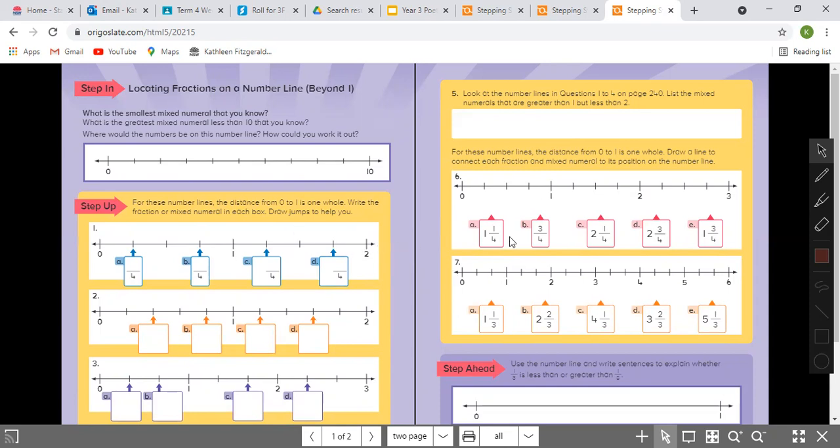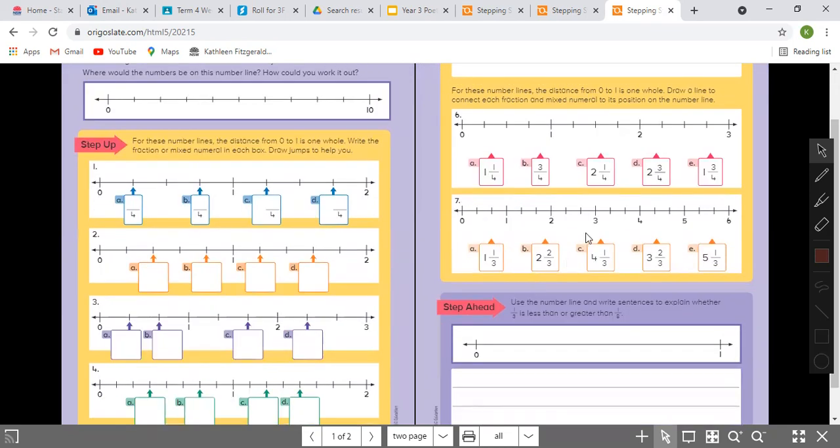For these number lines, the distance from 0 to 1 is 1 whole. Okay, 0 to 1 is 1 whole. Draw a line to connect each fraction and mixed numeral to its position on the number line. So draw a line. Where would 1/4 go? It's going to be up higher than 1. So draw the line to where you think you would connect it. 3/4, it's not quite 1, so whereabouts would that go to?